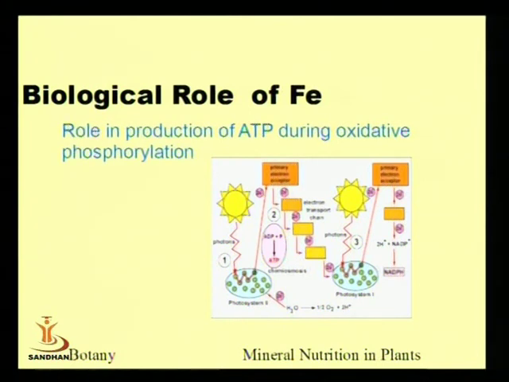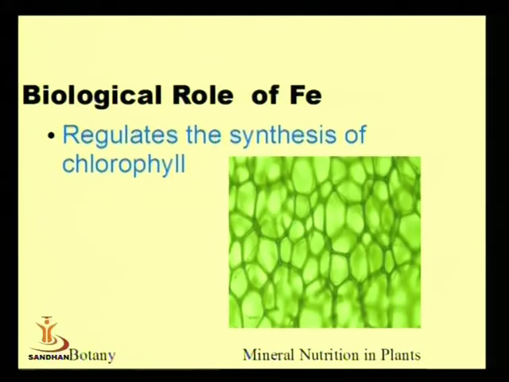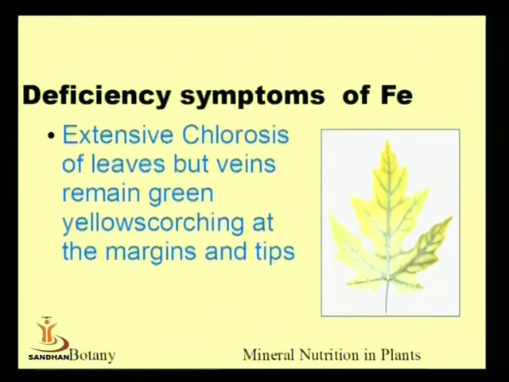So if iron deficiency is there, ultimately there will not be production of ATP, which ultimately results in a deficiency of energy, where the plant will not survive. It is an activator of so many enzymes like ferredoxin, catalase or peroxidase, ferrichrome, hematin, leghemoglobin, and so on. It regulates the synthesis of chlorophyll, that is a very essential role.